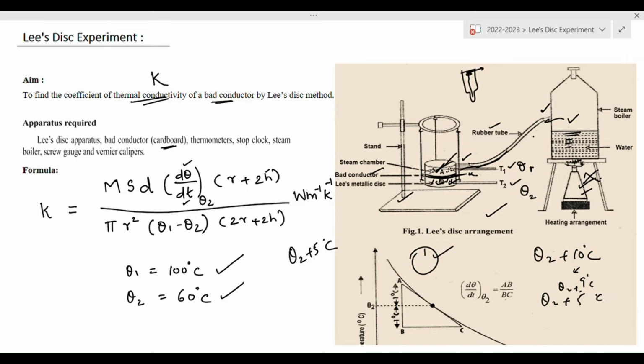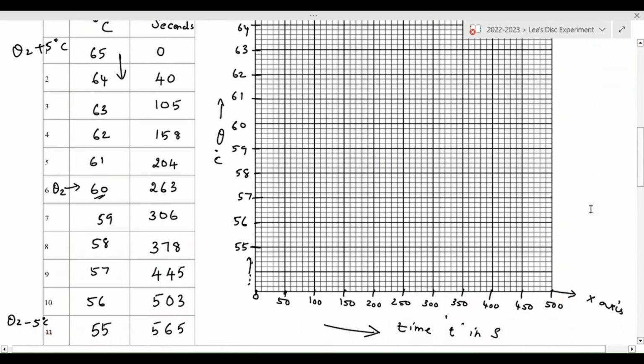Continuously, for every 1 degree decrease in temperature, just like 65, 64, 63 in that way, the time is noted in the stop clock for every 1 degree fall in temperature. The condition is we should not disturb the experimental setup, and we should not stop the stop clock. Continuously the time should be increasing with the decrease in 1 degree Celsius of the metal disc. We found that this is the time taken for every 1 degree fall in temperature.